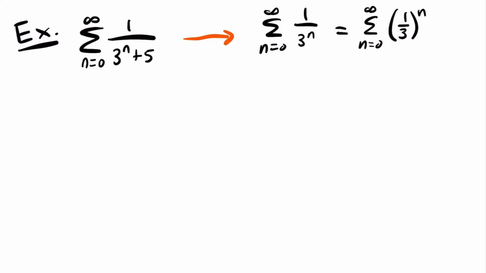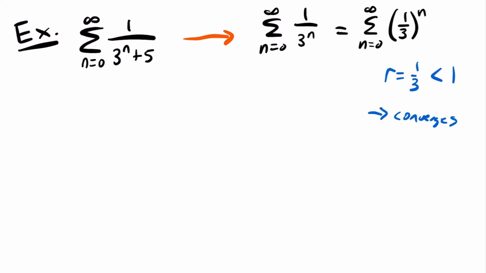convergence of. We have some value raised to the power of n, and so that value is the common ratio r, and so r is equal to 1/3. And remember, for a geometric series, if that common ratio is less than 1, which 1/3 is, then we know that this series converges. And so this geometric series we know converges, and we're going to compare this series that we know converges to a series that we don't know the convergence of.